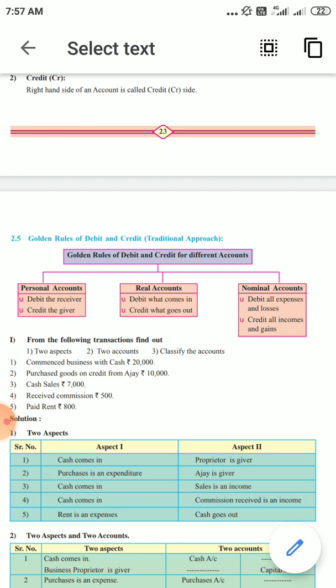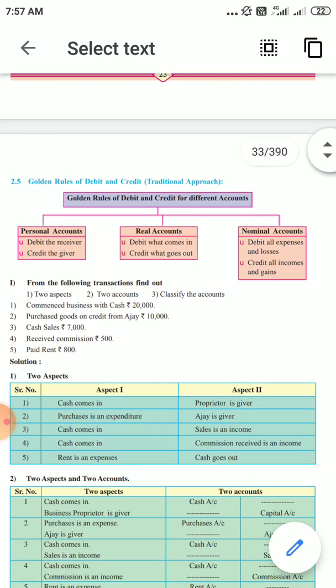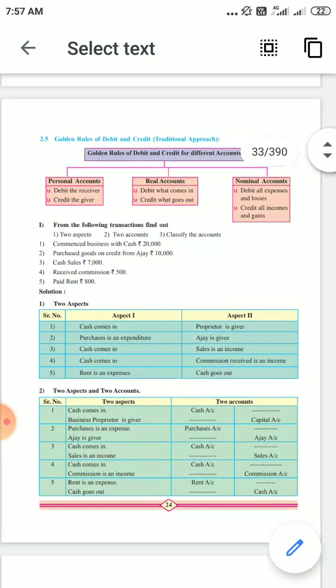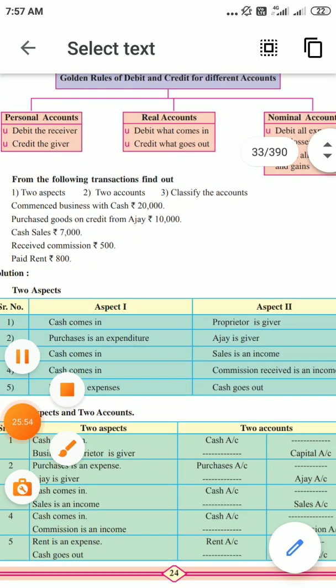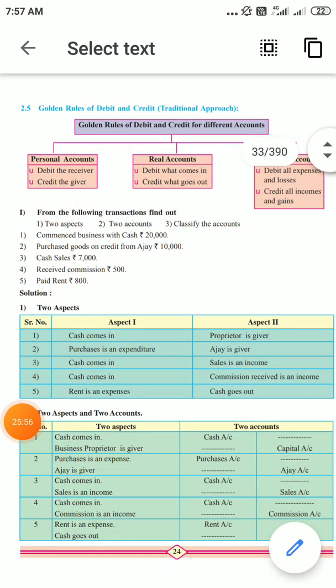Okay, so these are your three golden rules of the three accounts, that is personal account, real account and nominal account. Okay, this is very important. Now we'll see one small example: from the following, find out two aspects, two accounts and classify the account. Okay, so here, commenced business with cash rupees 20,000.